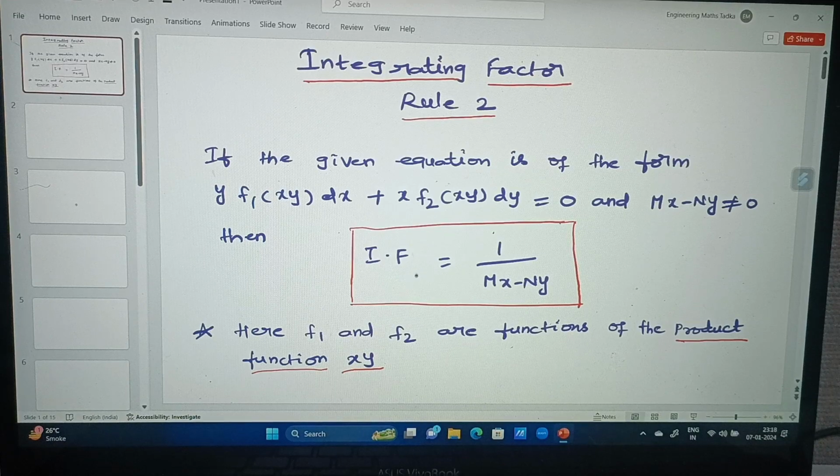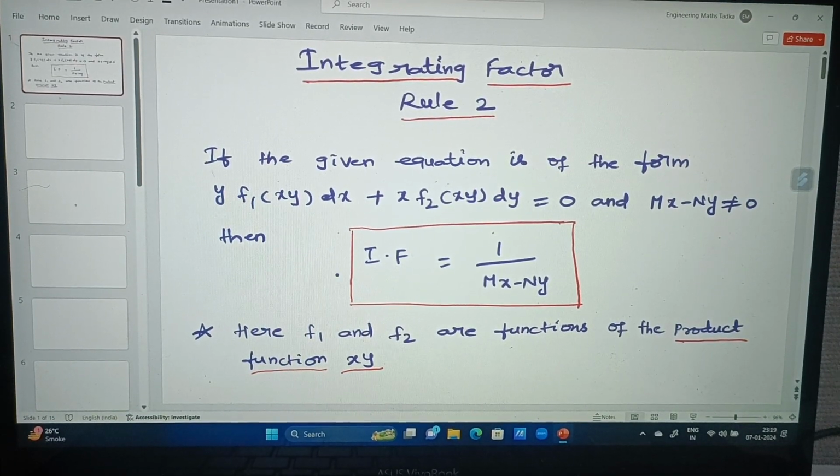Today's topic is how to find integrating factor using rule 2 and rule 3. Let us understand rule 2 first. If the given equation is of the form y into f1 of xy into dx plus x into f2 of xy into dy is equal to 0 and Mx minus Ny is not equal to 0, then integrating factor is equal to 1 by Mx minus Ny. Okay? Now, what are f1 and f2 here? f1 and f2 are nothing but the functions of the product function xy.